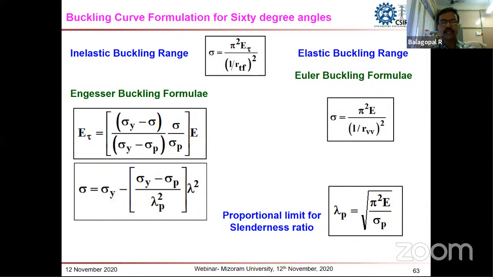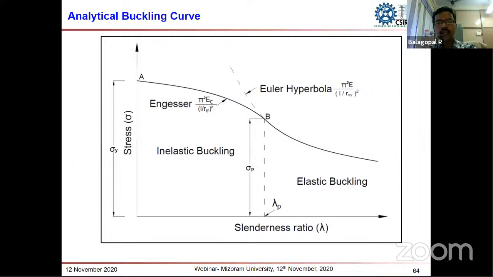And this is the buckling curve we have formulated for the 60-degree angle sections. Here we can see that in the inelastic buckling range, we have introduced one more term called RTF, the equivalent radius of gyration. As I have already told, these are our formulated equations for the inelastic buckling and the Euler buckling. And this is our proposed buckling curve for the 60-degree angle sections.